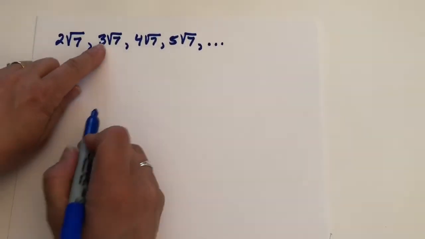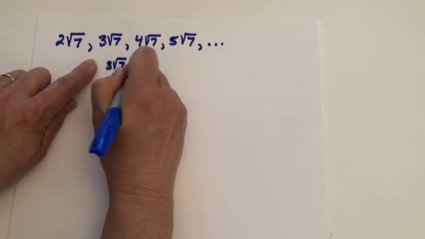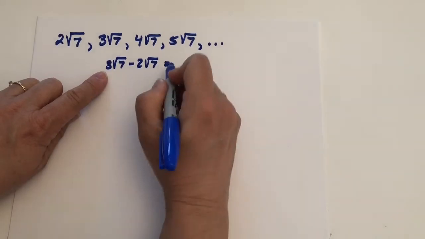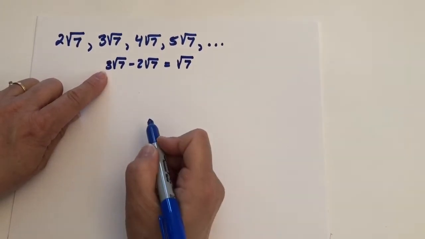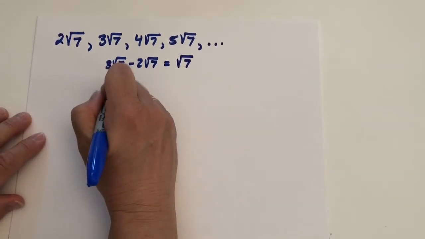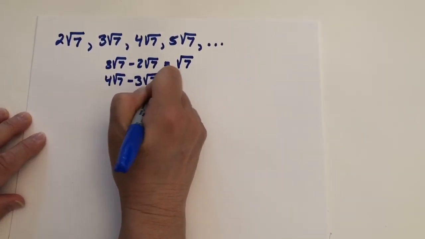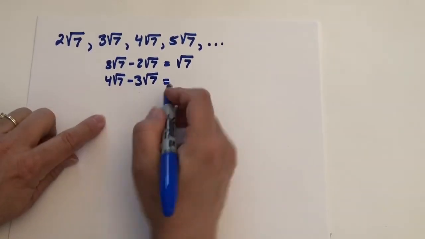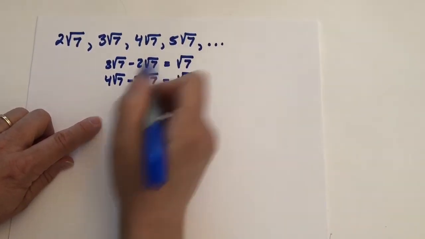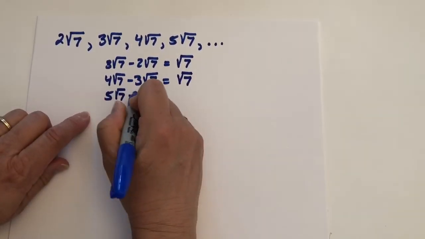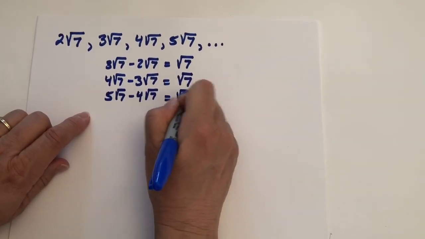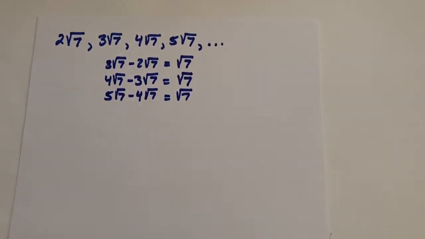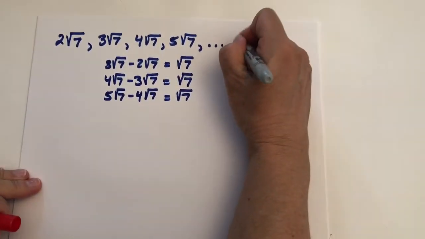So we can test. Let's look at 3 square root of 7 minus 2 square root of 7. Well, we know 3 square root of 7 minus 2 square root of 7 is 1 square root of 7. Similarly, 4 square root of 7 minus 3 square root of 7. We have 4 minus 3. We're subtracting those coefficients. So 4 minus 3 is 1, and we have 1 square root of 7. Similarly, 5 square root of 7 minus 4 square root of 7 is square root of 7. So we see we do have a common difference for this problem. So this one is arithmetic.